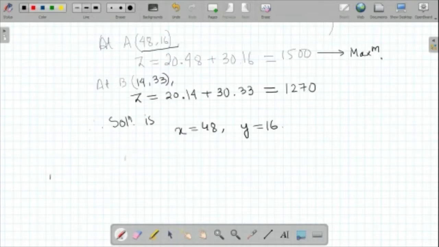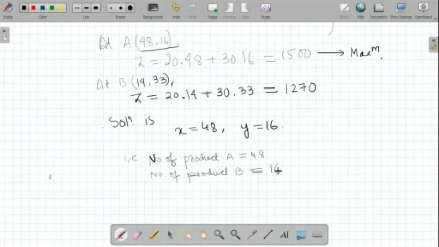So that is the number of product A equals how much? 48, and number of product B equals how much? 16.